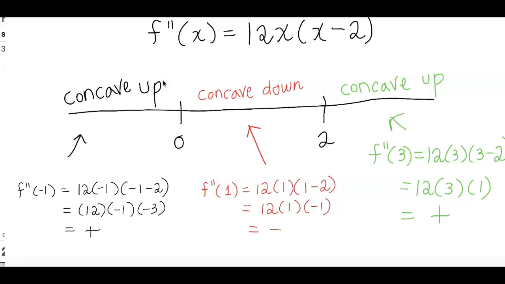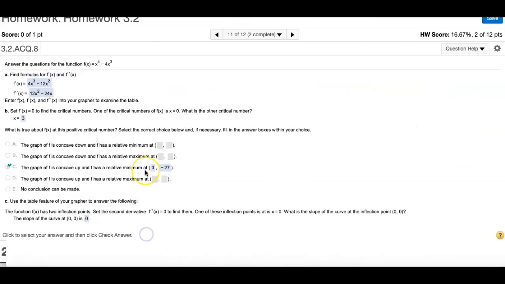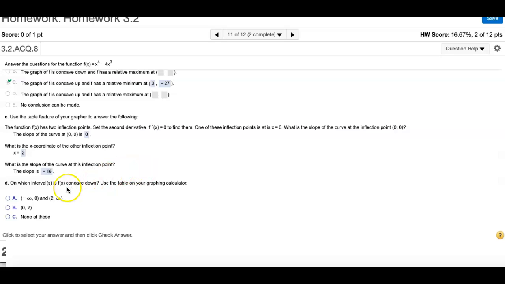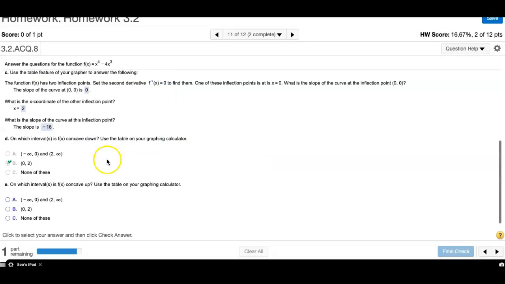So it is concave up on negative infinity to 0 and 2 to positive infinity, and concave down in between 0 and 2. Let's go ahead and type this answer. Just gonna memorize that concave down in between 0 and 2. When I come over here, concave down on 0 to 2. This is taking longer than I expected. And concave up everywhere else.